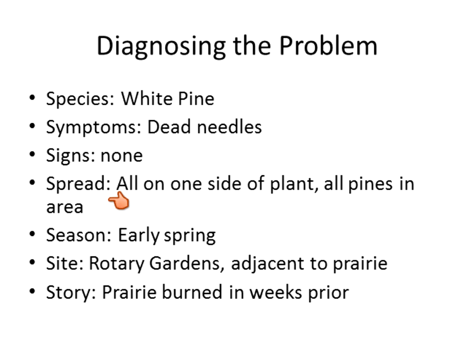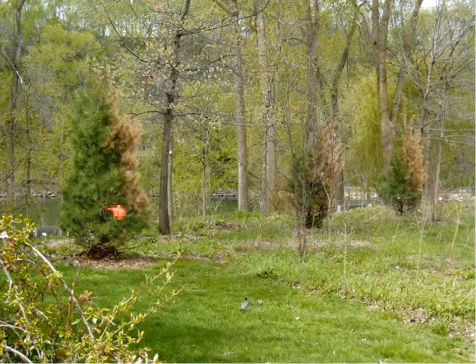There were no obvious signs, but when I looked at the spread of it, it was all on one side of the plant. Of the pine trees that were there, it was all on just one side, and all pines in just one general area. It wasn't like the whole tree was dead, or the bottom of the plant was dead. It was all on the one side facing a certain direction. The season was very early spring. The site was Rotary Gardens, and it was adjacent to a prairie. And here's the story: the prairie was burned in the weeks prior to this. If it wasn't for that bit of information, I probably never would have figured this out.